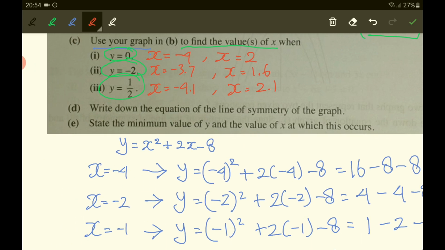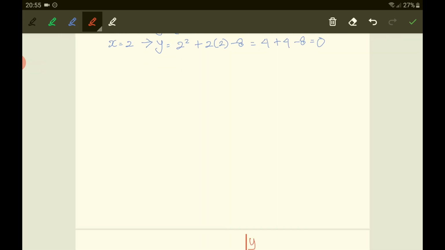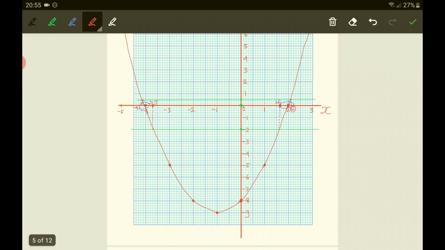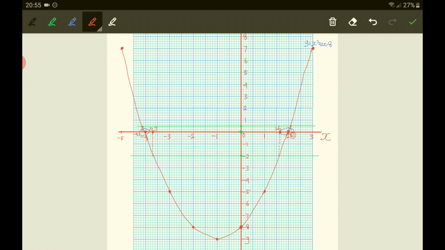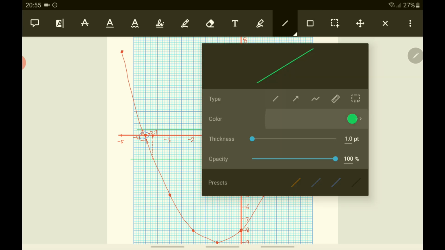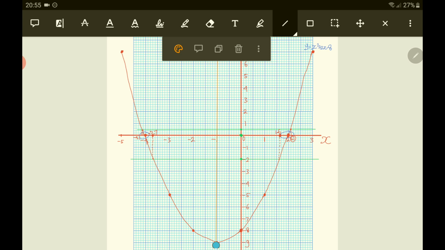Now for D part, write down the equation of the line of symmetry of the graph. Okay, line of symmetry is an easy concept, yeah. Just need to find the line of symmetry. So what is line of symmetry? It's a line that can divide the graph into two equal parts. So here I want to draw a line that can divide the graph into two equal parts. So I want to change the color, become orange. Okay, so this is the line. Alright, so this is the line.